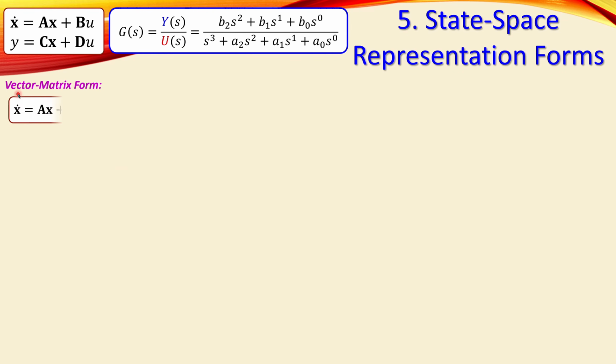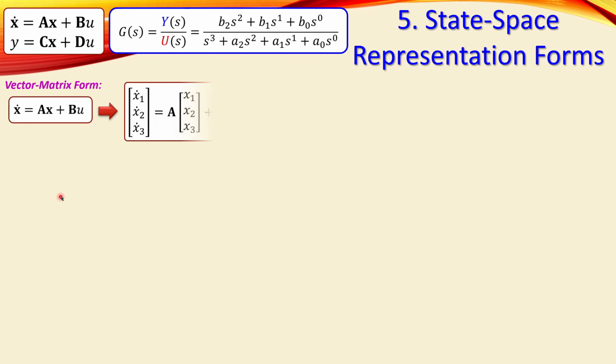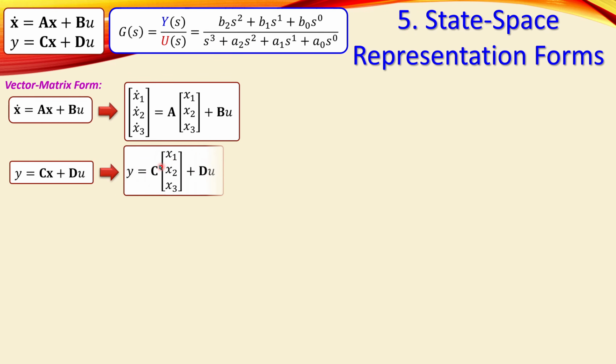So the vector matrix form here can be given in this form for the third order system. The time derivative of the state vector is equal to A times the state vector plus B times the input. The output is then C, which is our output matrix, times the state vector plus D times the input u.